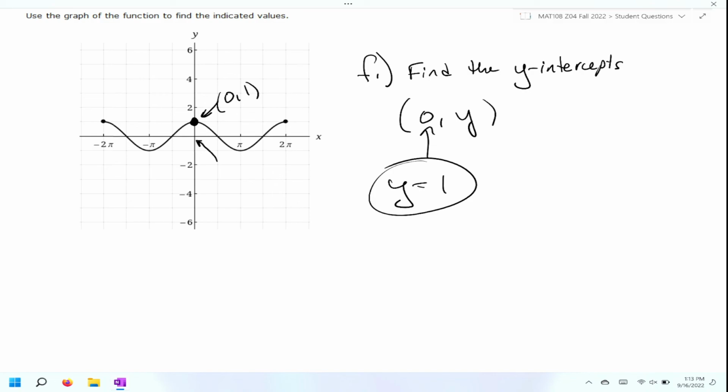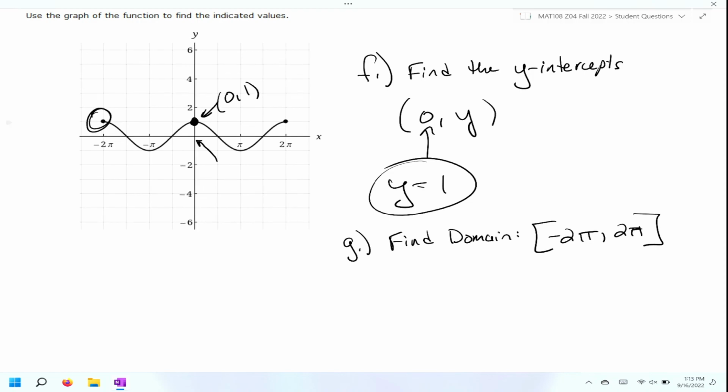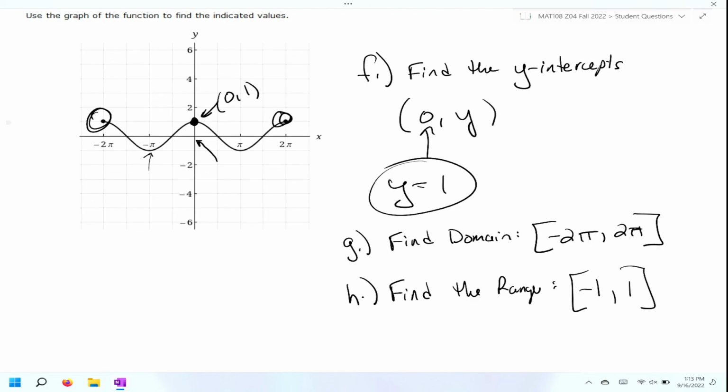And then, like I said at the very beginning of this, for G and H, G is find the domain. And we already labeled the domain. It goes from negative 2 pi to positive 2 pi with brackets because you have these solid circles at either ends of the interval. And finally, part H is find the range. And the range goes from negative 1 to positive 1. You can include brackets for that because at these values, it's a nice smooth curve. There's not a hole or anything like that, so you can include those values.